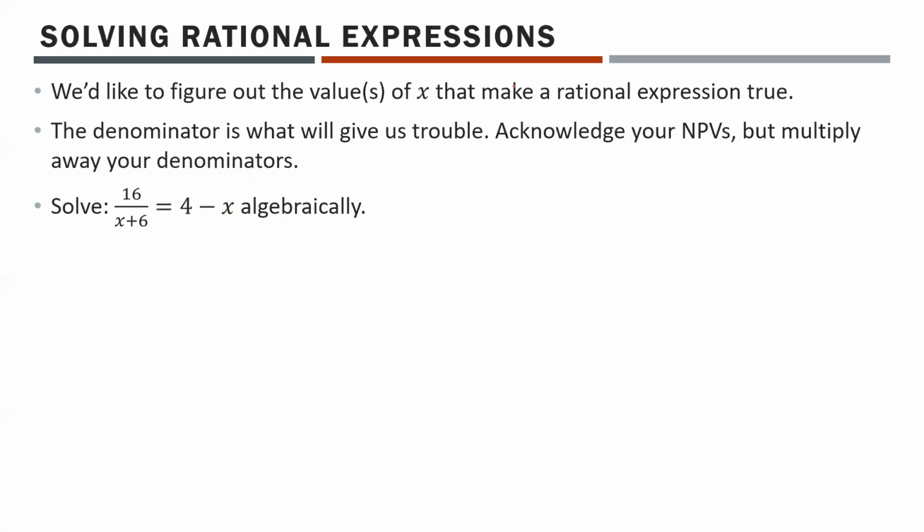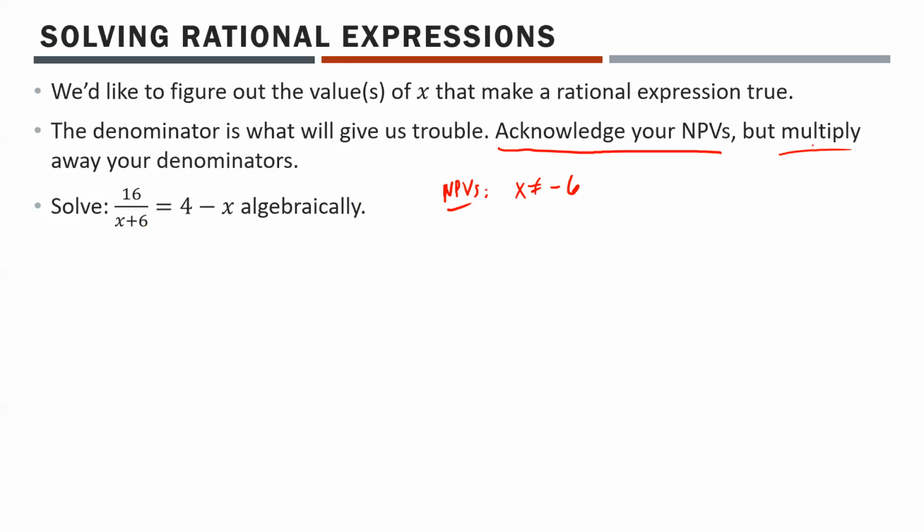Bottom line is what I usually do: I'm going to simplify this as much as possible. I'd say just acknowledge your NPVs, but then multiply away your denominators. There's another trick that we'll get into on a question a little later that works for very specific questions, but we'll worry about that when we get there. First things first, acknowledge your NPVs. Before I even start this question, I'm going to say my NPV is x cannot equal -6. In other words, if we find -6 as an answer, it doesn't actually work because it's an NPV. You'd be dividing by 0.